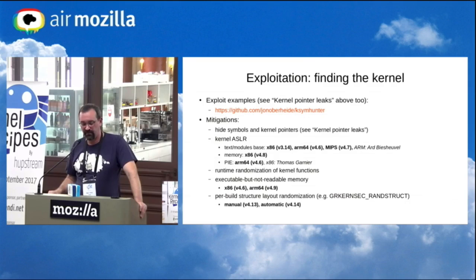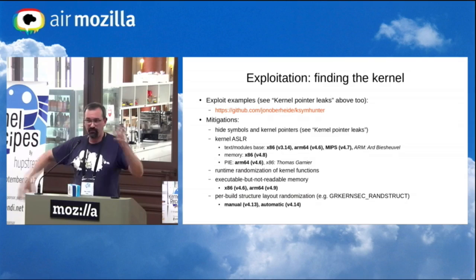We have this in upstream now, so if you're crazy enough to turn this on, it does obfuscate the targets an attacker wants to get at when trying to perform their exploit. And that just rearranges structures that have been marked or automatically selected structures.